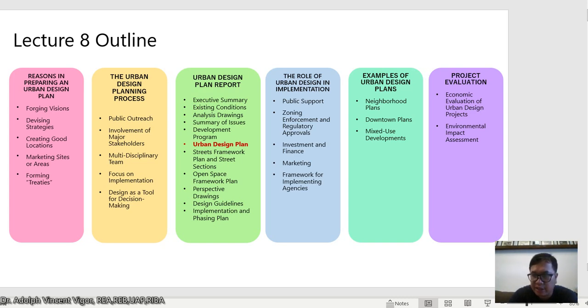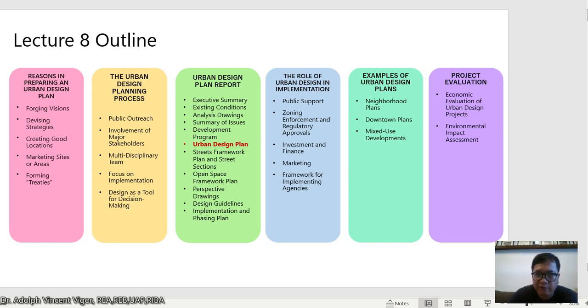Then we're going to discuss also the urban design plan report, which consists of the executive summary, the existing conditions, analysis drawings, summary of issues, development program, the urban design plan, the streets framework plan and street sections, open space framework plan, perspective drawings, design guidelines, implementation and phasing plan.